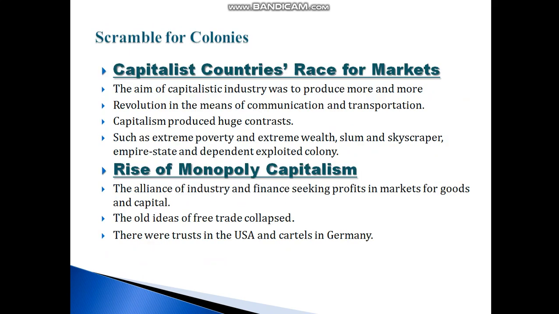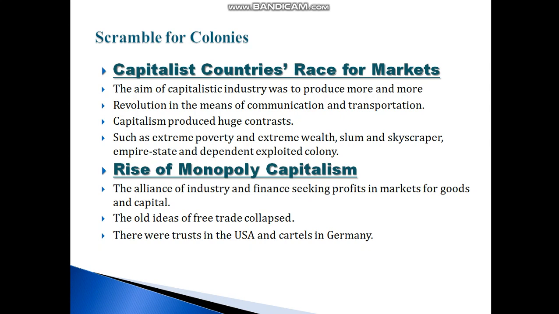The first main subtitle, Scramble for Colonies. Here, scramble means the search for new colonies by powerful countries. The first subtitle under the Scramble for Colonies is capitalist countries race for markets. The aim of the capitalist industries was to produce more and more industrial goods.